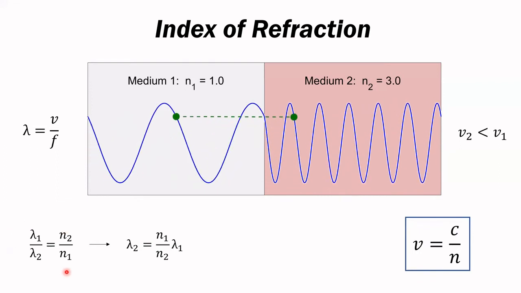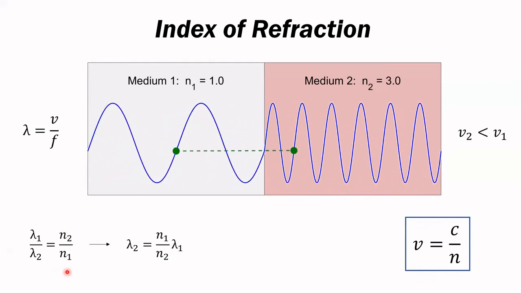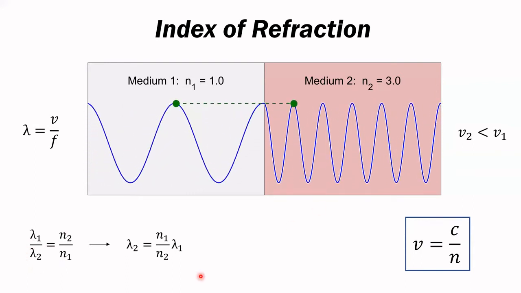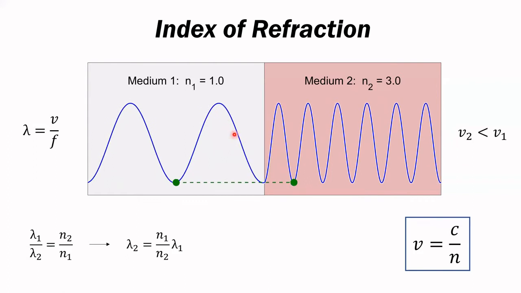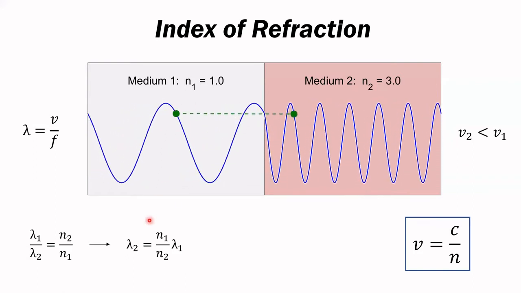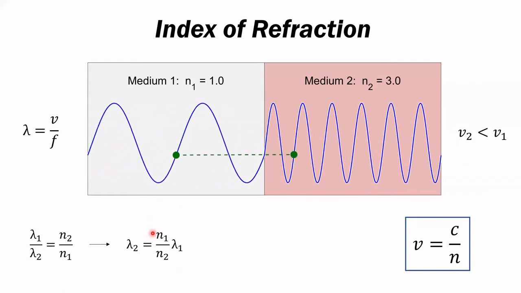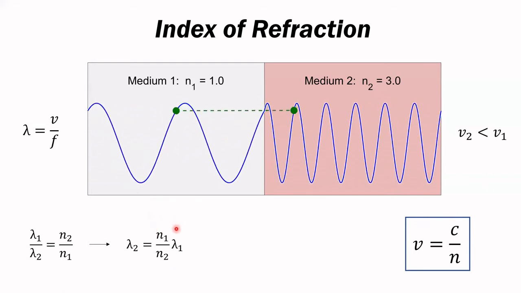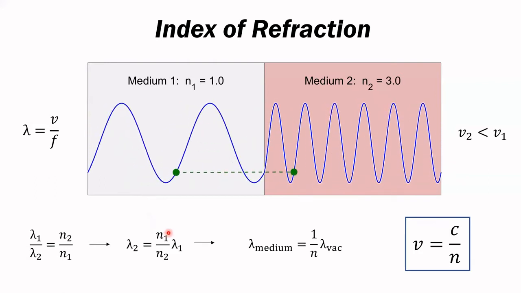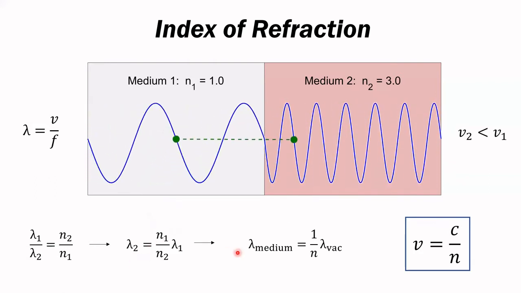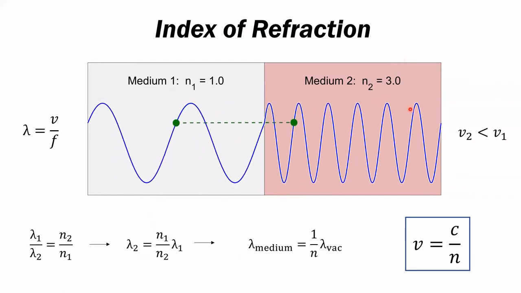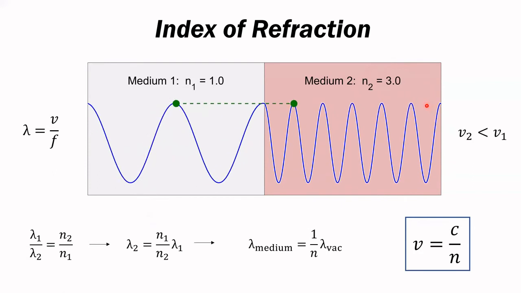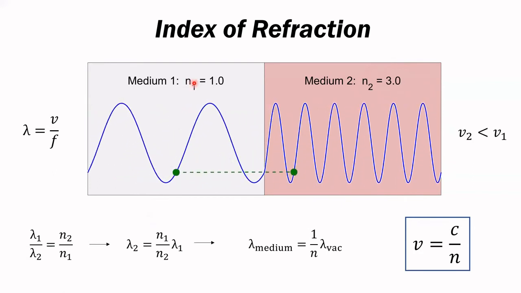Okay, let's write down one more formula. I've got the relationship between the wavelength ratio and the index of refraction ratio. Let's solve this for lambda 2. That's the wavelength over here. You get this. And if the left medium is a vacuum, then we replace n1 with the number 1. And then we can replace lambda 1 with the symbol lambda vacuum. Right? And now, I've replaced the subscript 2 with medium. So this is the variable medium we're talking about. Maybe this is glass, water, oil, but the other medium is vacuum.